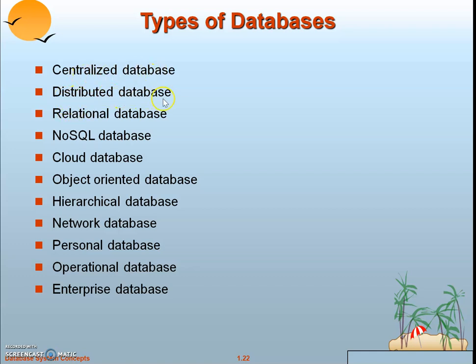Next, distributed database, relational database, NoSQL database, cloud database, object-oriented database, hierarchical database, network database, personal database, operational database, and enterprise database. So let's try to understand each of these databases in detail.